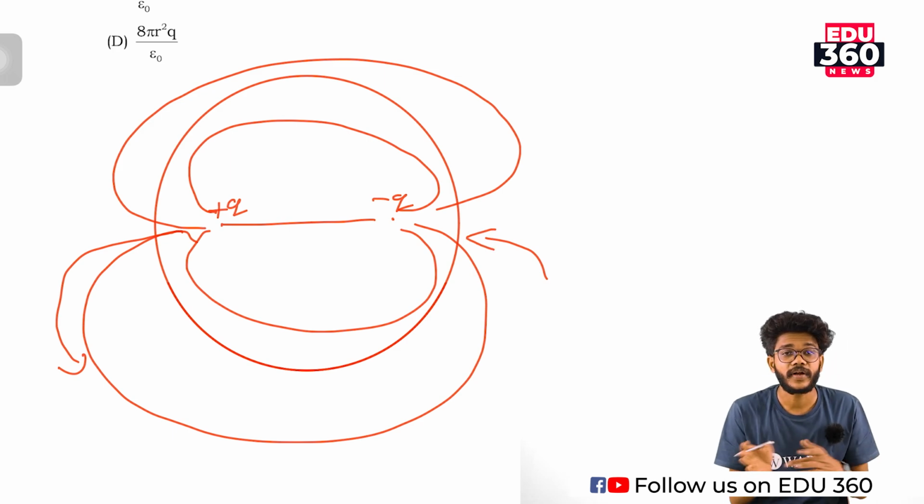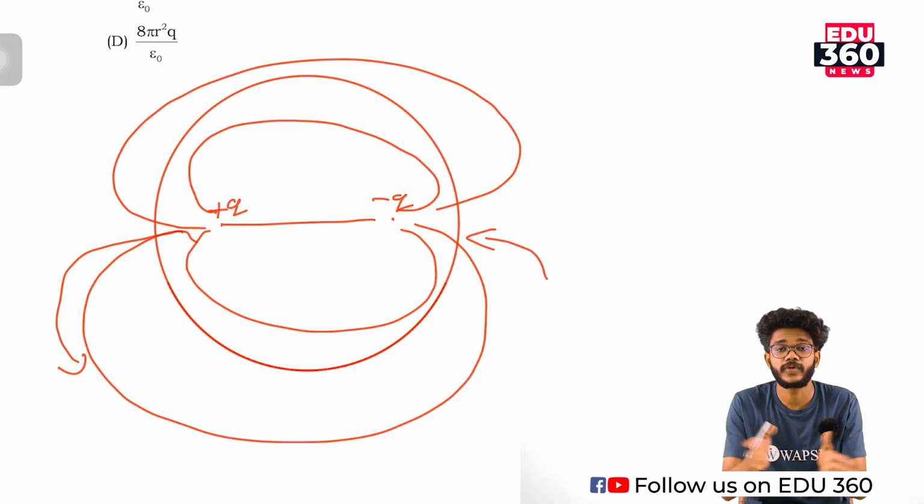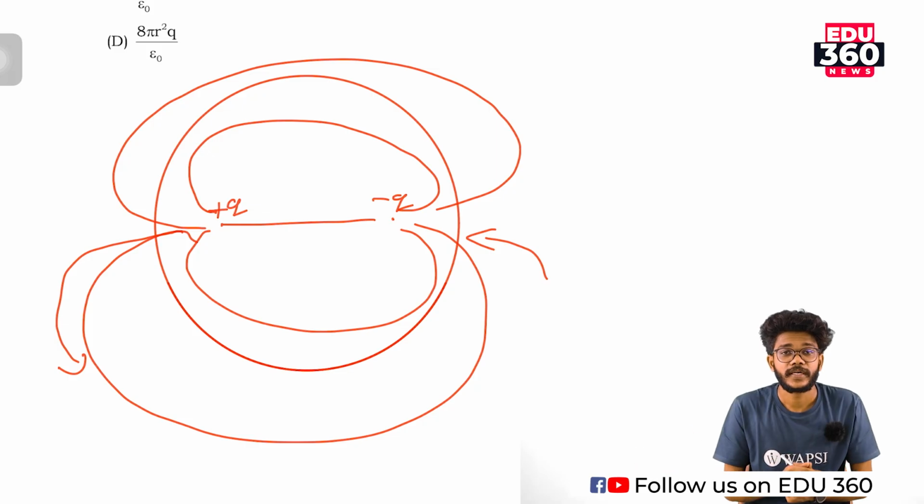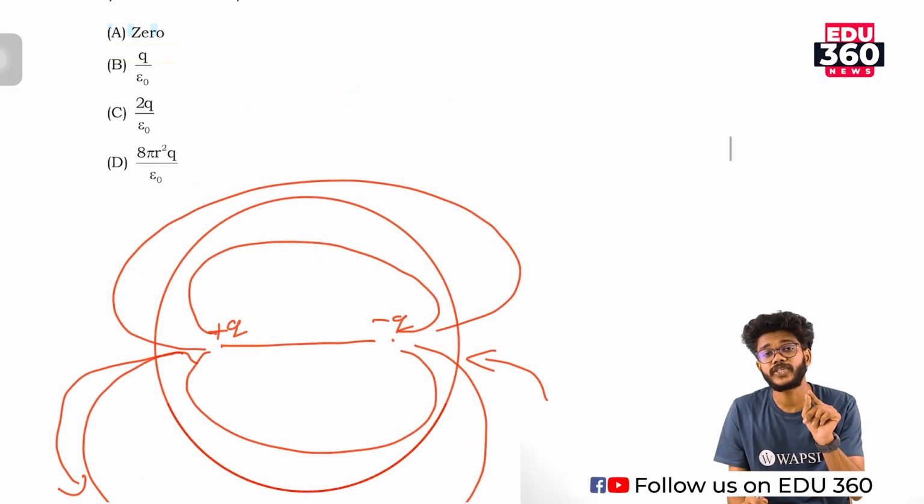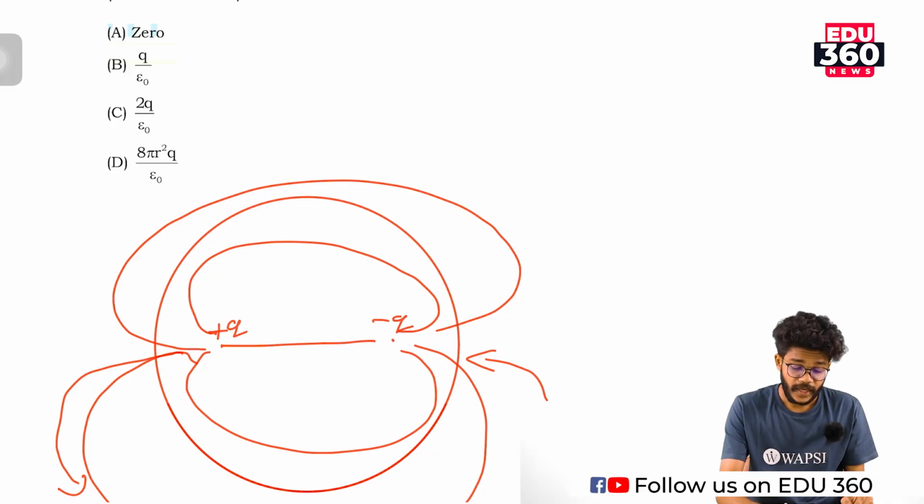So what is the flux change? What is the difference between the number of lines going out of and coming into the spherical surface? That is 0. No net change in the lines, because one charge is positive and the other charge is negative. That is the reason.